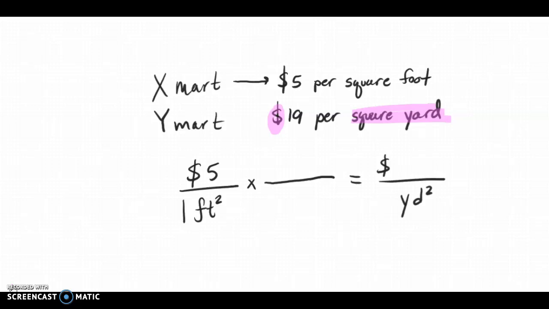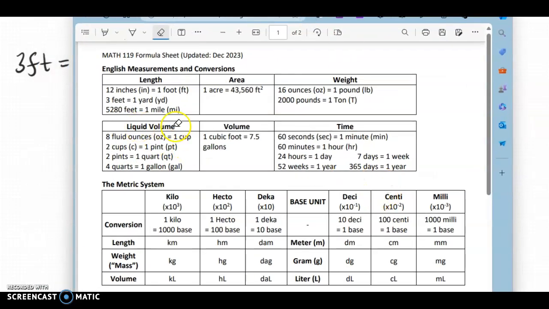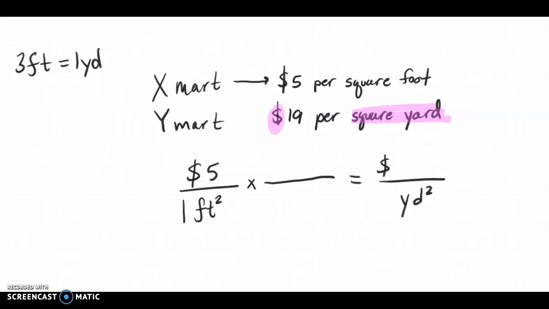And I know that using my formula sheet, I can look up that there are 3 feet in 1 yard. That is on the formula sheet on the front page. So let me grab my formula sheet. That's right here on the front page, 3 feet, 1 yard. But this isn't yards and feet. This is square yards and square feet.